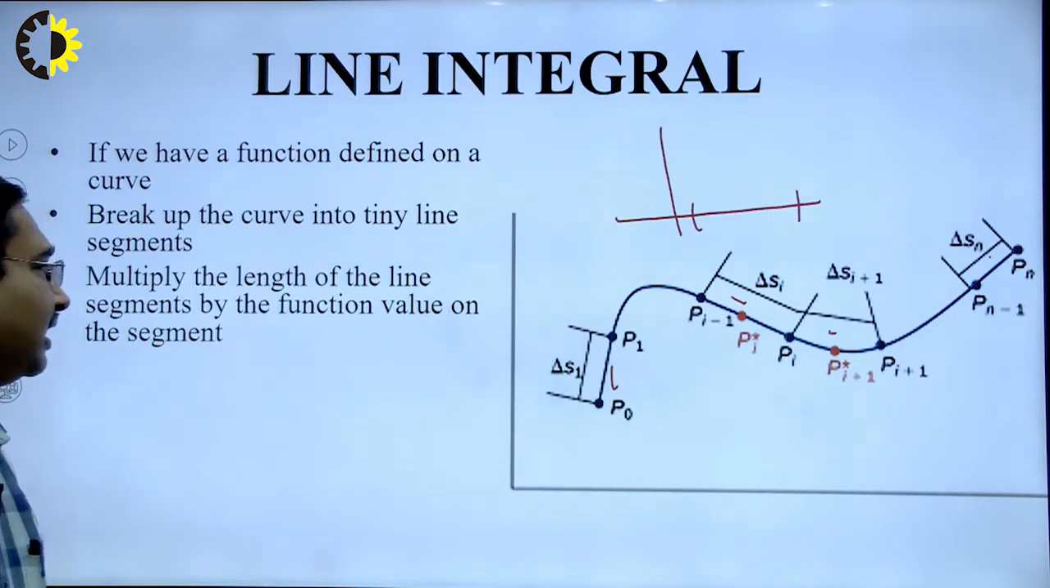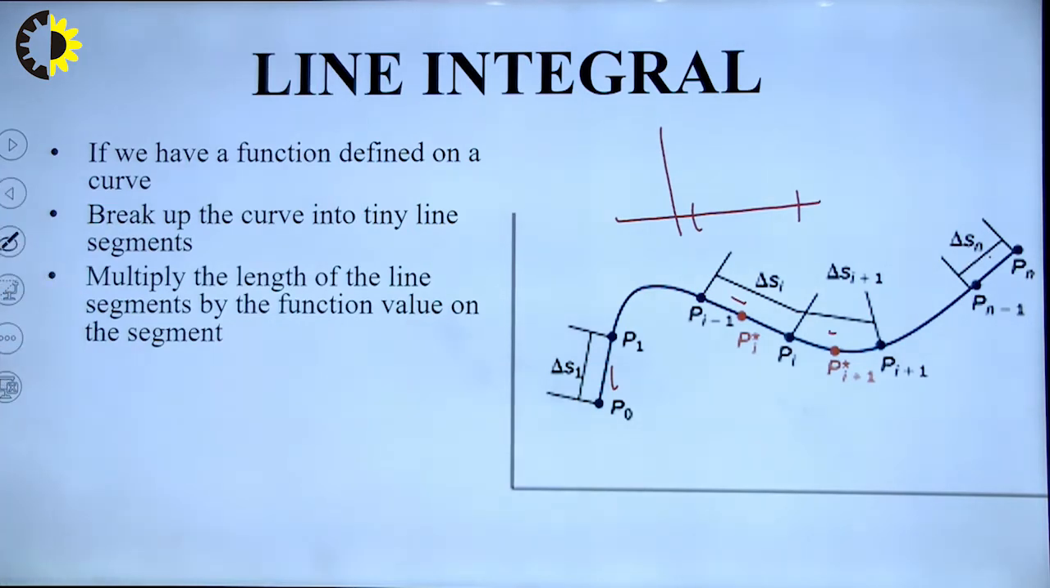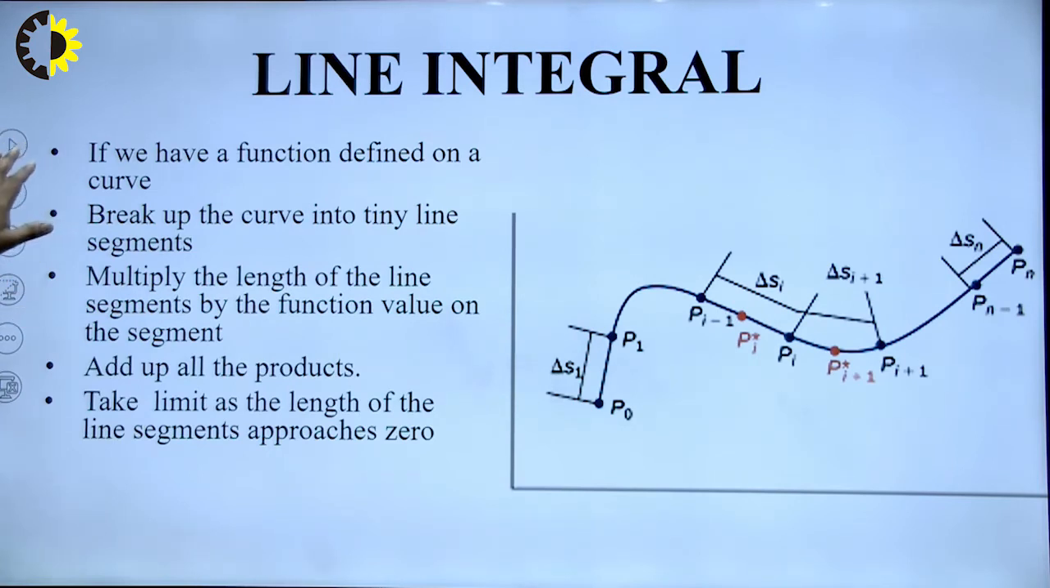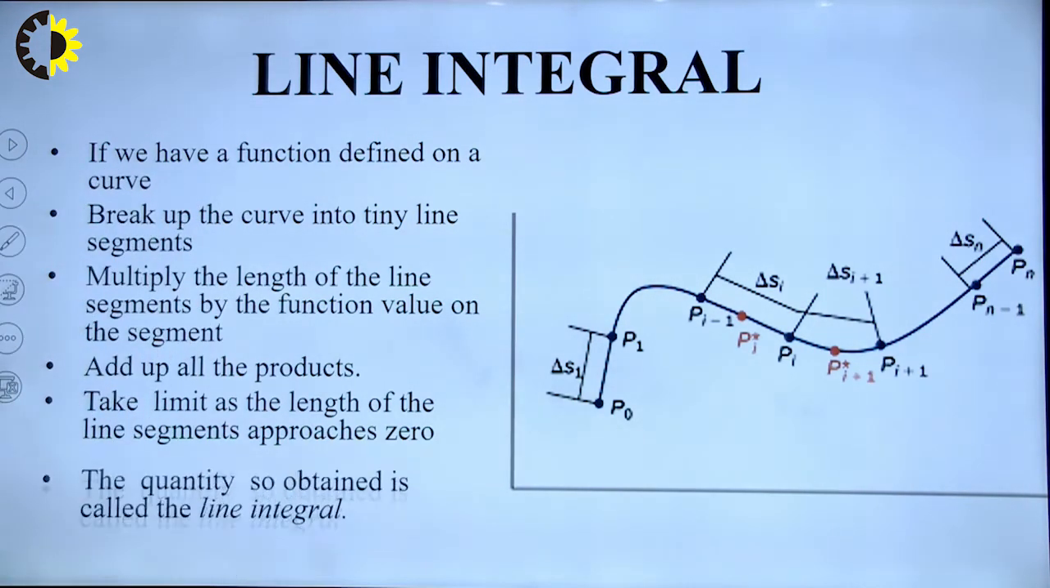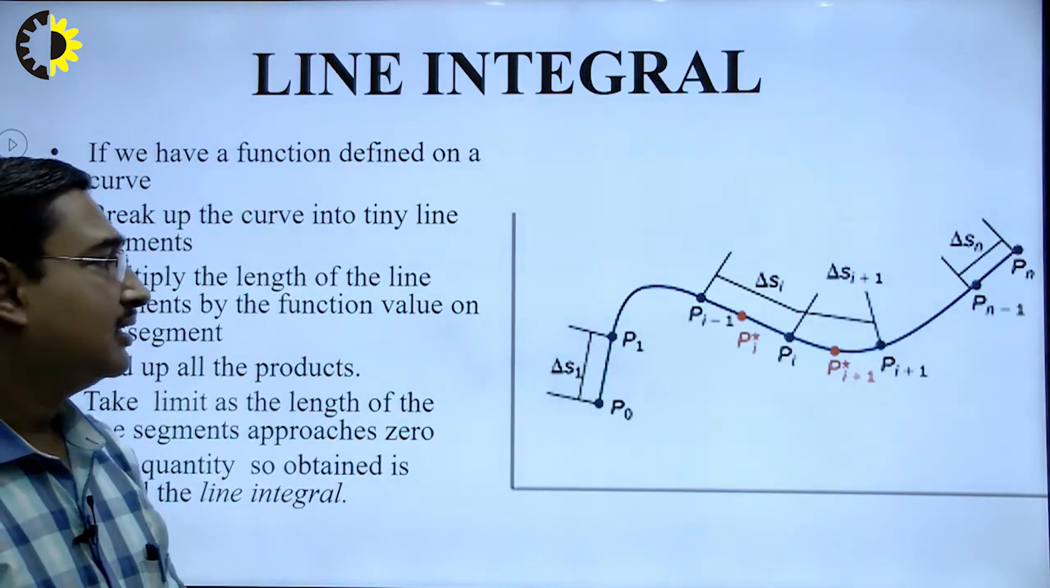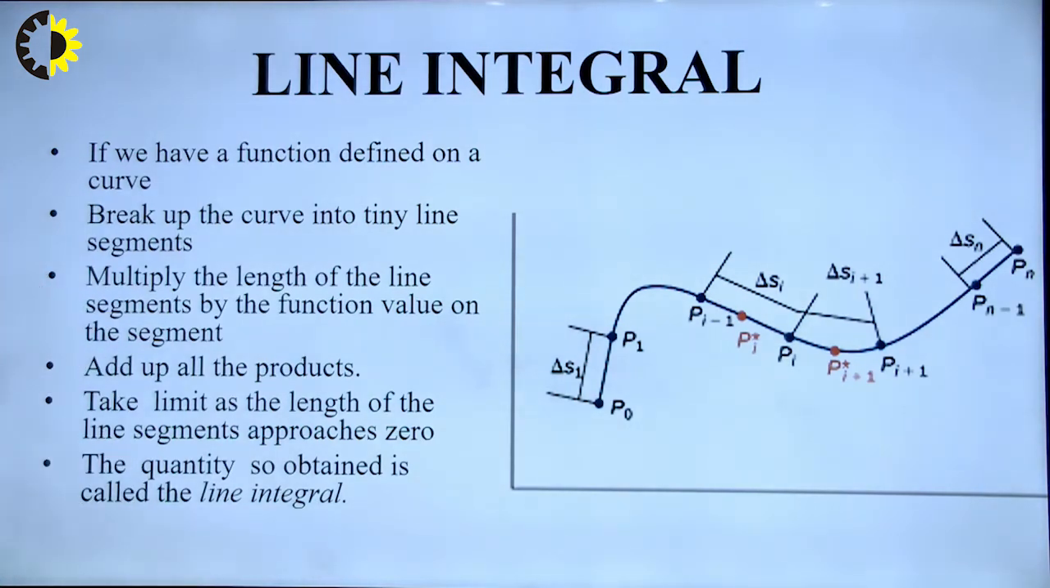Multiply the length of the line segments by the function value on the segment. Add up all these products. Take the limit as the length of the line segments approaches 0. The value so obtained is called the line integral of the function over the curve.